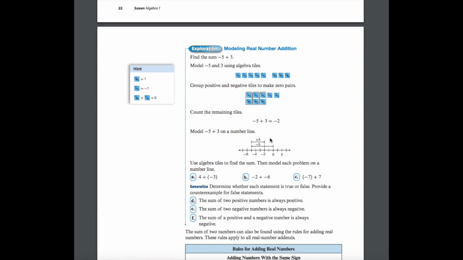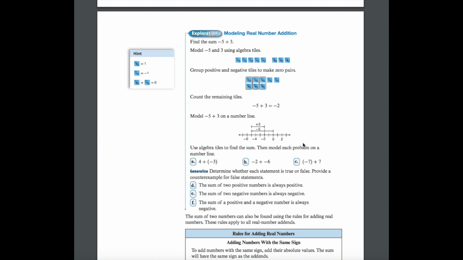If you look at our exploration, it's going to model for you what this means in terms of adding real numbers. There's a way in which we want to understand absolute value, because if we understand absolute value, it allows us to quickly assess the addition and subtraction of real numbers. Now the exploration here has you find the sum using these algebra tiles or these blocks. You can see that anytime you've got a positive and a negative value next to each other, technically those are going to cancel each other to give you the answer. So negative 5 plus 3 is negative 2. Here's where these would cancel out. What you're left with is that negative value.